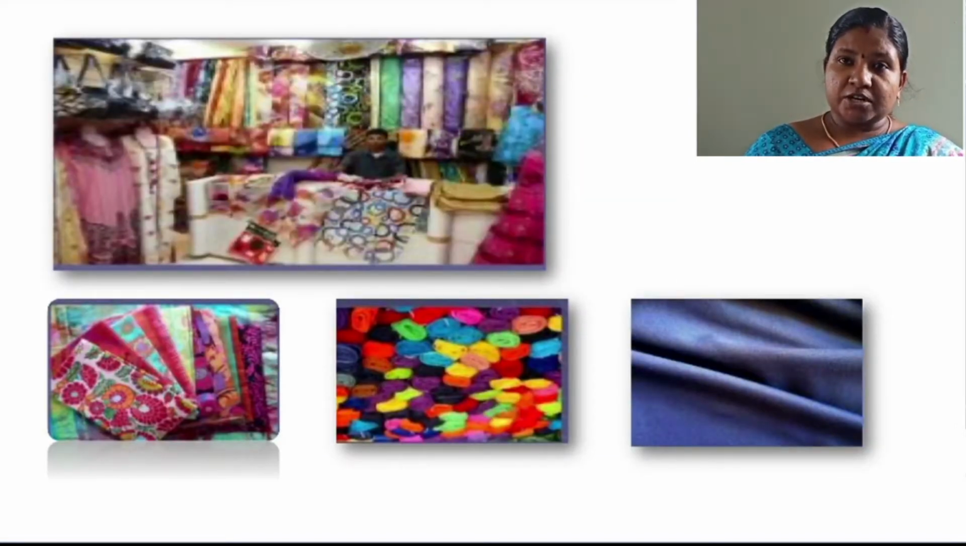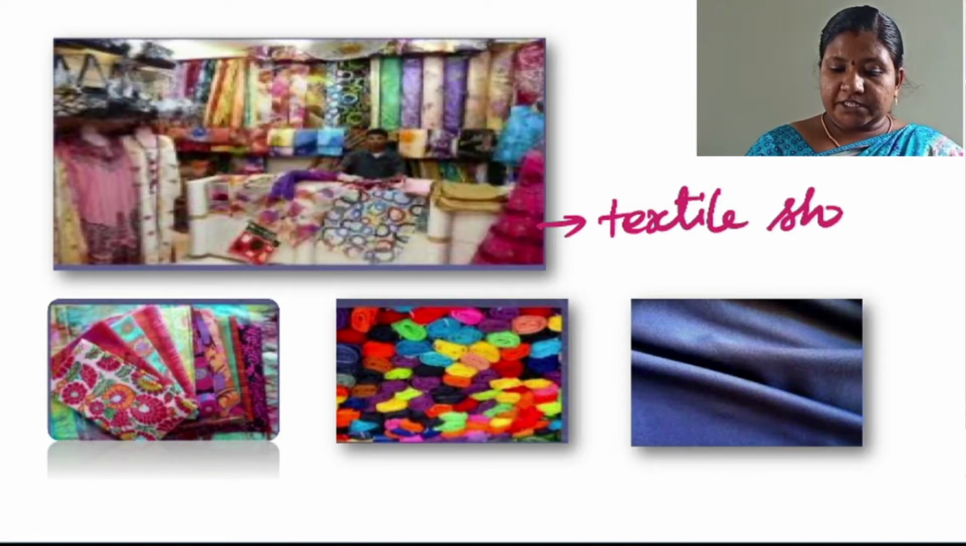You can look at this picture. What do you see in this picture? It's a picture which shows a textile shop. In the textile shop, we could see many different kinds of garments. One garment will be made up of cotton, another one will be made up of wool, another one will be made up of silk, etc.